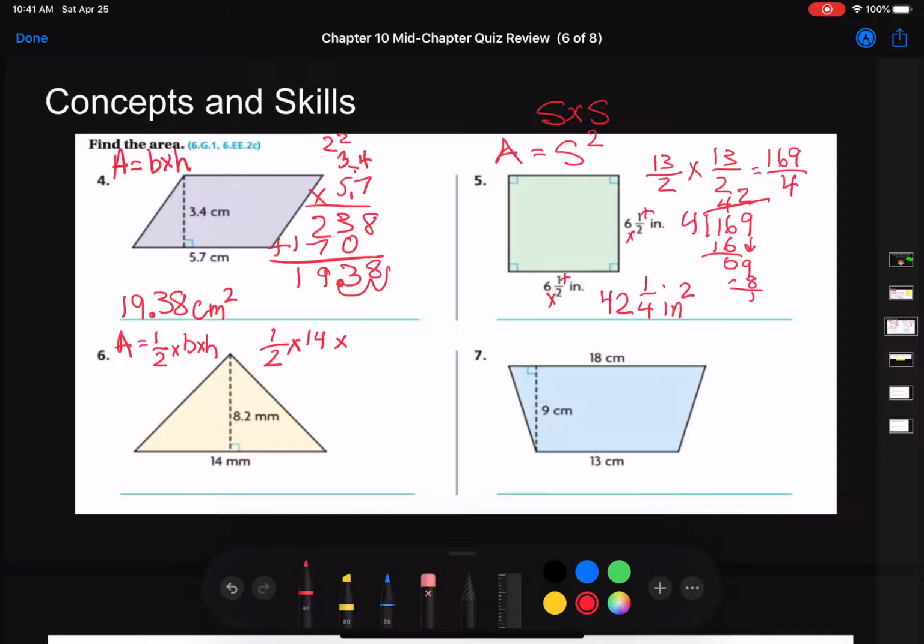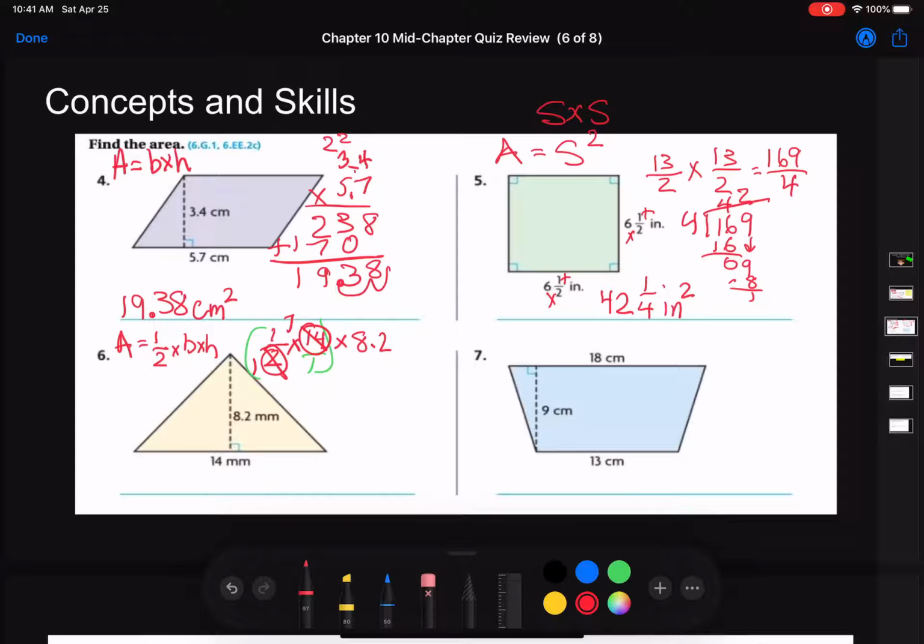So 1/2 times 14 times 8.2. Now, honestly, this is what I would do. I would go ahead and just simplify that first. Why not? Because 2 can go into 14. So you're going to simplify the 2 and the 14. 2 divided by 2 is 1. 14 divided by 2, 7.